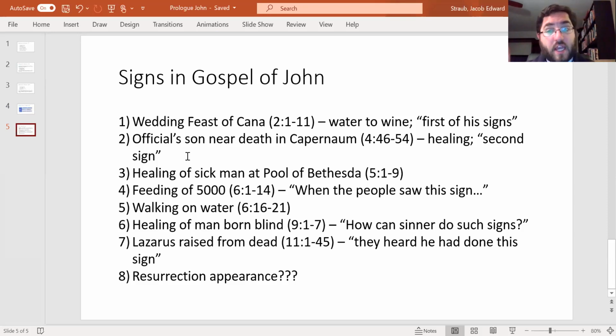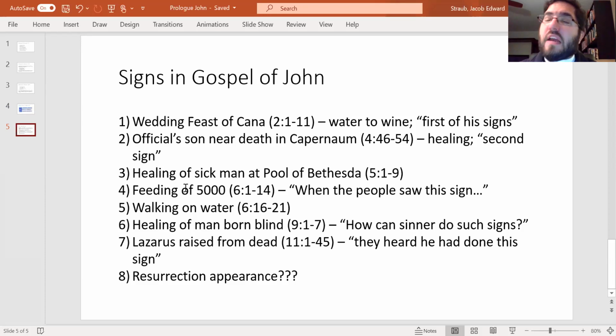The second sign, again identified by John as the second sign, is this healing miracle: the son of an official who is near death. He's not dead, but is dying. Near the town of Capernaum, in chapter 4. The third sign is the healing of a sick man in Jerusalem. The pool of Bethesda is in Jerusalem, even in the temple, and so that happens there.